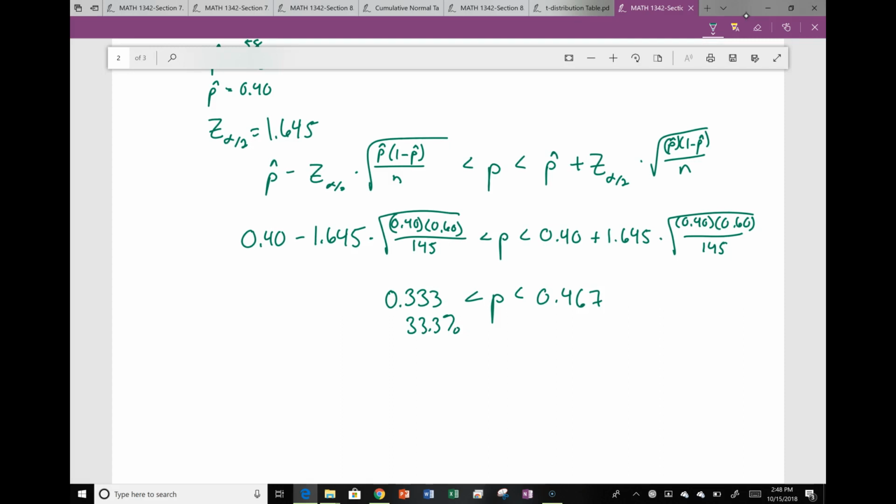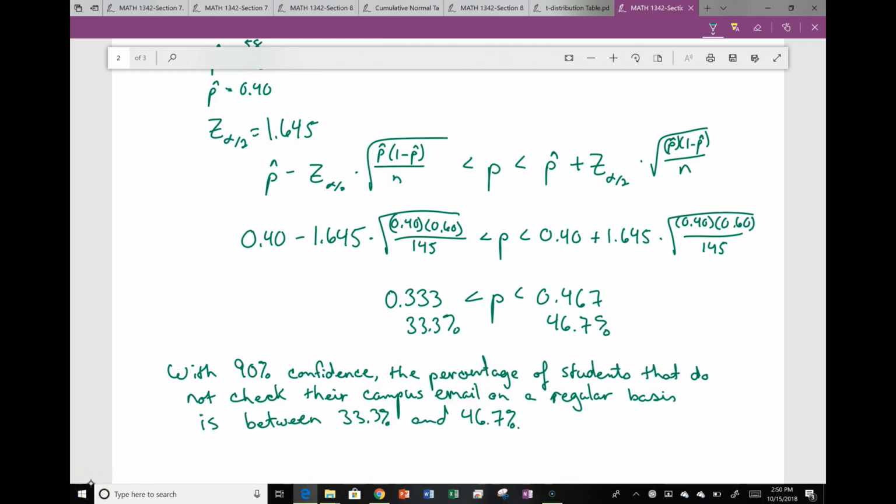So our population proportion should be between 33.3% and 46.7%. I changed those population proportions into percentages. So with 90% confidence, the percentage of students that do not check their campus email on a regular basis is between 33.3% and 46.7%.